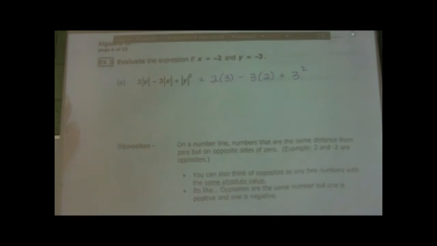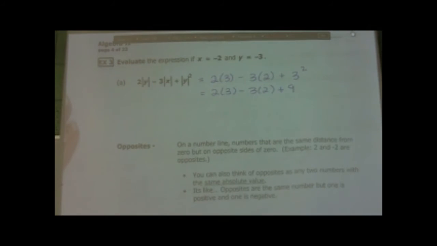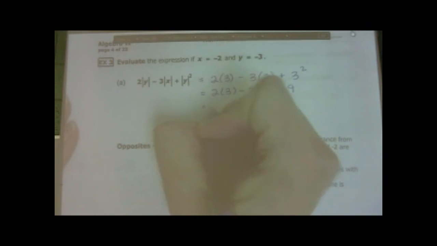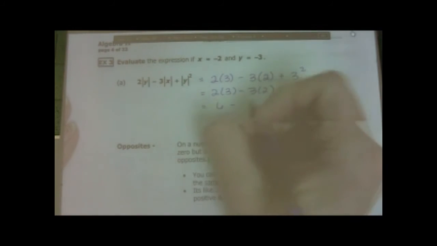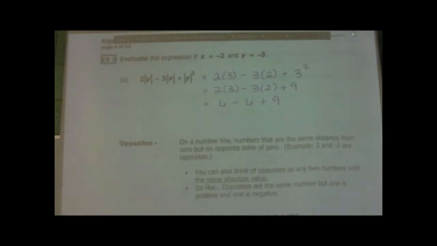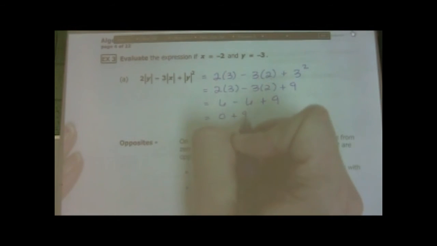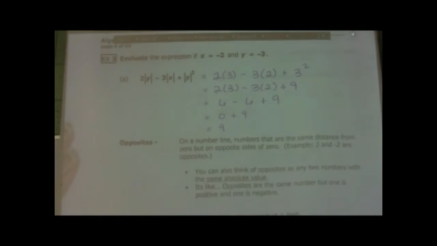My next step, my exponent. All right? So I've got 2 times 3 minus 3 times 2 plus 3 squared, which is 9. My next step is the multiplication. 2 times 3 is 6 minus 3 times 2 is 6. Plus 9. Remember, don't get tricked by adding and subtracting in a row. Always follow order of operations. Do it from left to right. 6 minus 6 is 0. 0 plus 9 is 9.